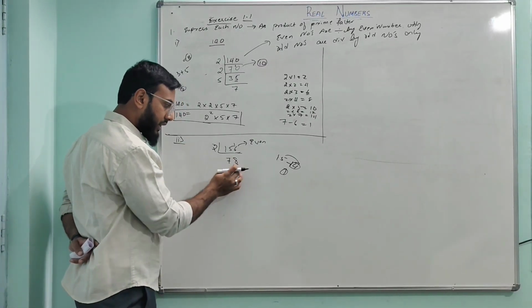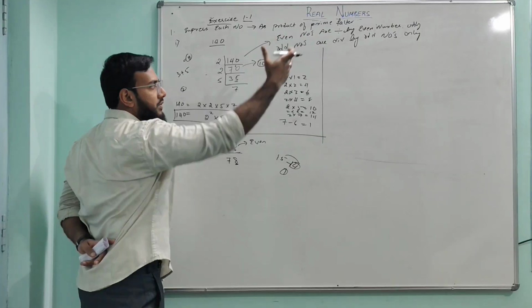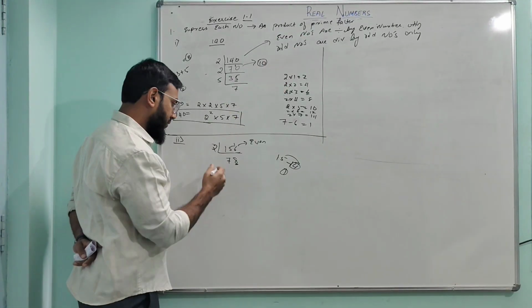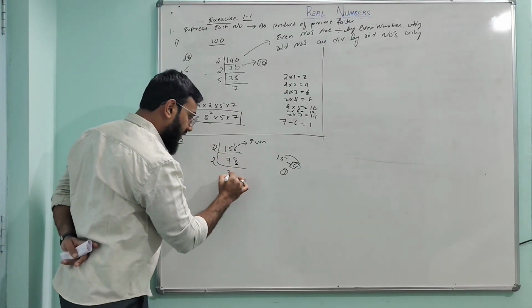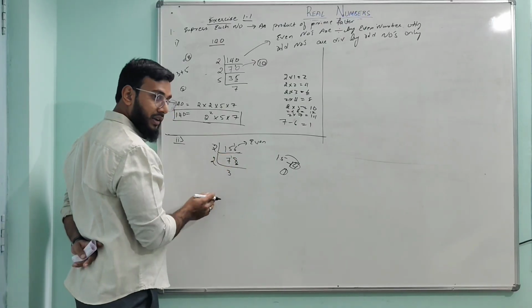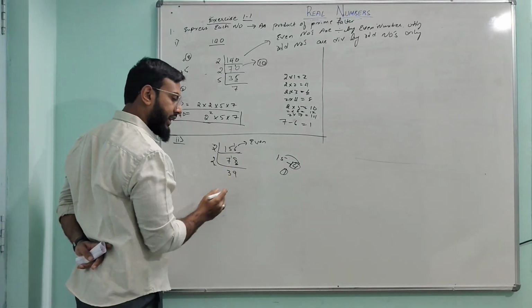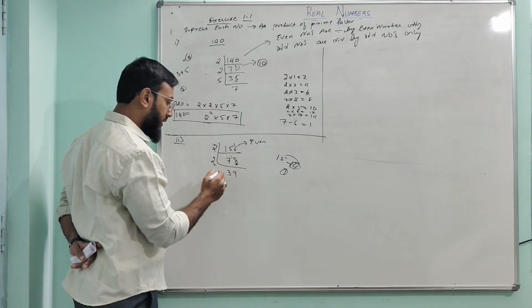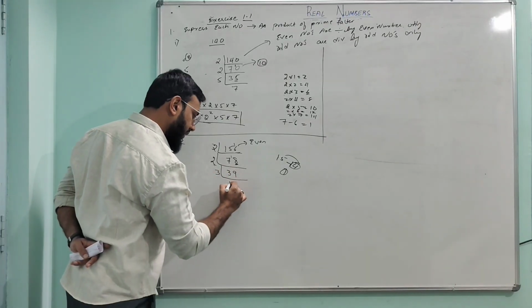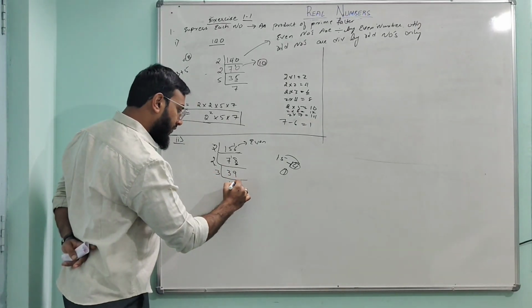Then this is an even number, correct. Even numbers are divisible by even numbers only. Odd numbers are divisible by odd numbers. 2 3s are 6, 1 is remaining. 2 9s are 18. Then 3 1s are 3, 3 3s are 9.